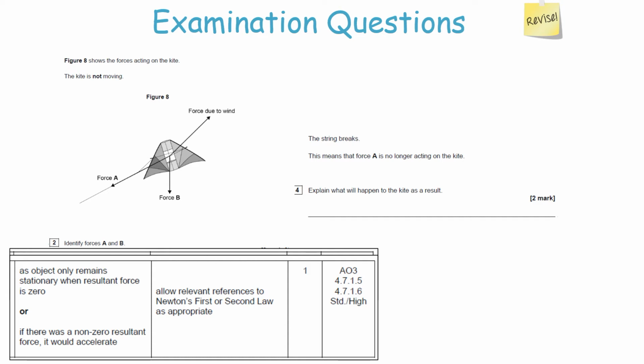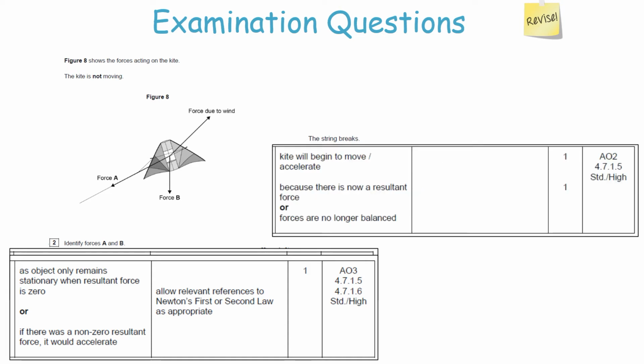So as a result, there's now a resultant force acting on the kite. So the kite is going to accelerate, and it's going to accelerate in the direction of the resultant force, which is downwards.